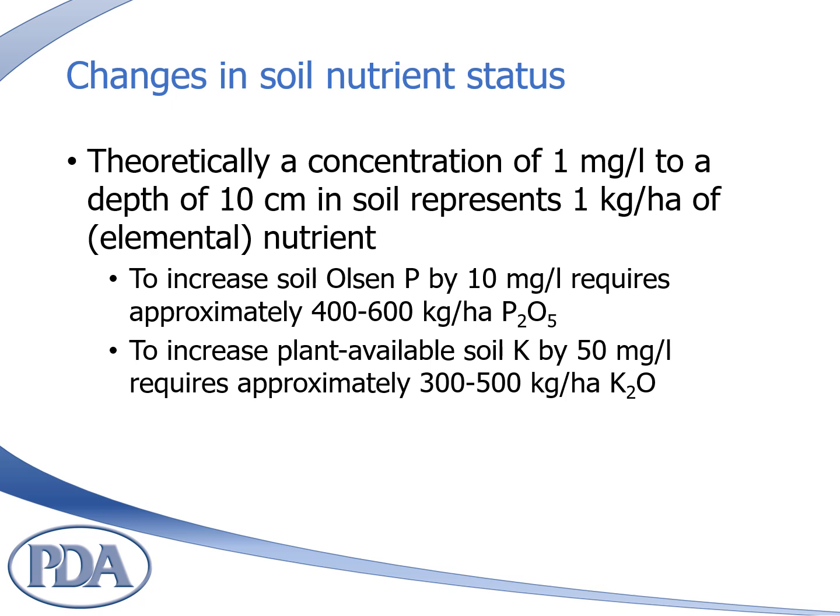Conversely, the addition of 100 kilograms a hectare of phosphorus, potassium or magnesium, and in fertilizer terms this represents 230 kilograms of P2O5, 120 kilograms of K2O and 170 kilograms of MgO, will not result in an increase of 100 milligrams per litre of readily plant available soil P, K or magnesium. This is because some of the nutrient applied will not remain in the readily available pool measured by analysis.